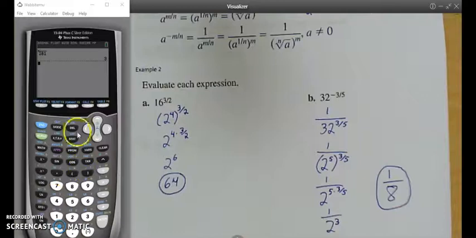So something you could have done on these is actually typed them into the calculator. I'll show the second one because it's a little trickier. So 32, hit the power key to the negative 3/5 and hit enter. And you're going to get 0.125, which is the decimal version of 1/8. If ever you're needing to convert that, hit the math key and hit enter on convert to fraction in order to see that it is 1/8 in fact.